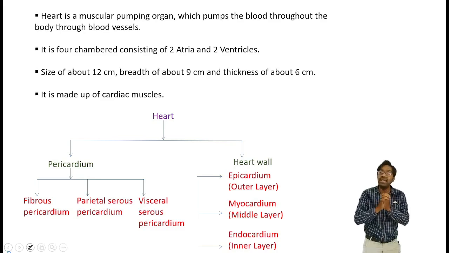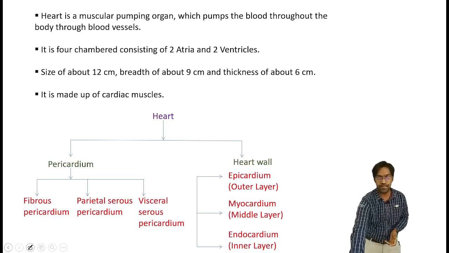Then the next point is that the heart wall is divided into layers. The first one is the epicardium, which is the outermost layer, then the myocardium, which is the middle layer and is great in thickness. The myocardium is very thick as it contains the cardiac muscles, through which the heart contracts and relaxes. And finally the endocardium, which is the innermost layer.